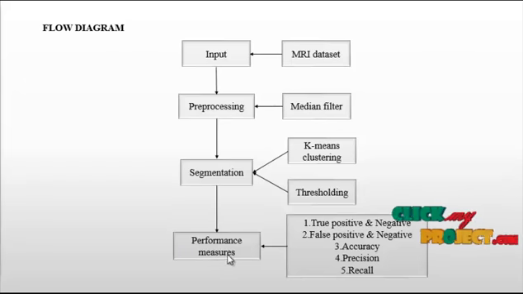Finally, we calculate the performance measures: true positive and negative, false positive and negative, and then accuracy, precision and recall. The accuracy is measured by comparing with the ground truth images. True positive is correctly identified, false positive is incorrectly identified, true negative is correctly rejected and false negative is incorrectly rejected. These are the overall flow diagram of the project.